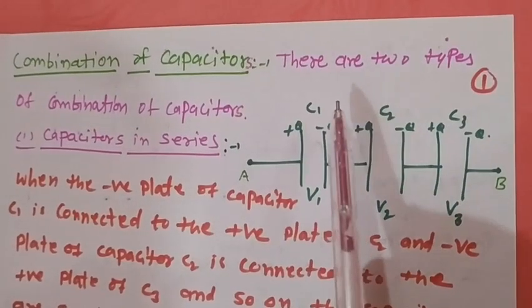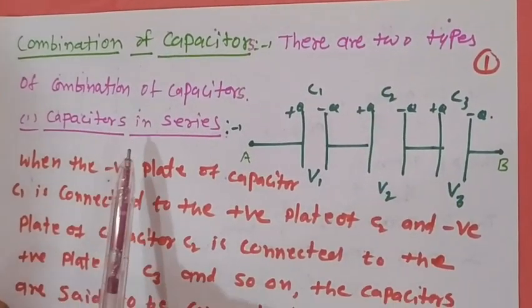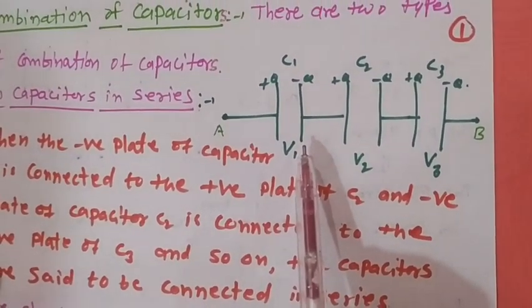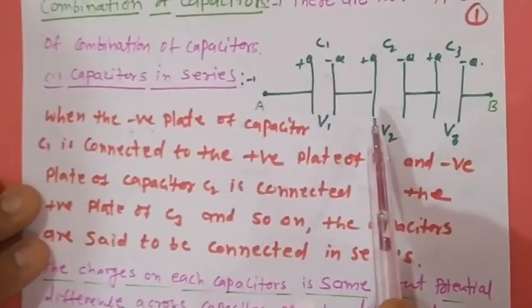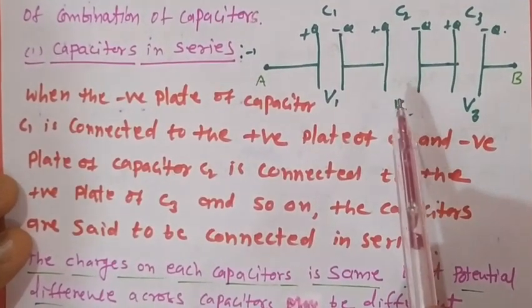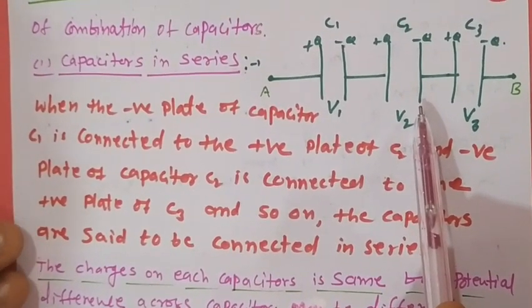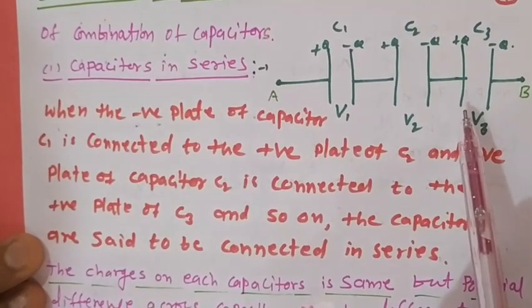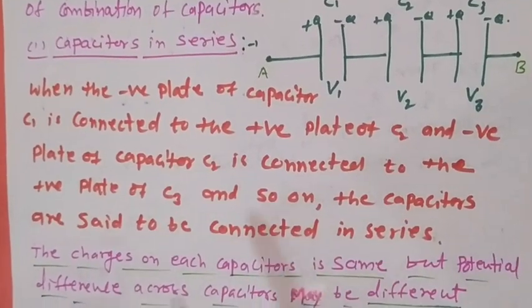Combination of capacitors. There are two types of combination of capacitors. First one, capacitor in series. When the negative plate of capacitor C1 is connected to the positive plate of capacitor C2, and the negative plate of capacitor C2 is connected to the positive plate of C3 and so on, the capacitors are said to be connected in series.